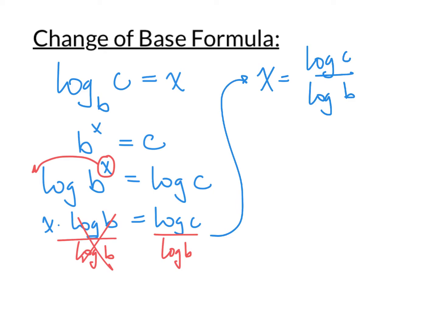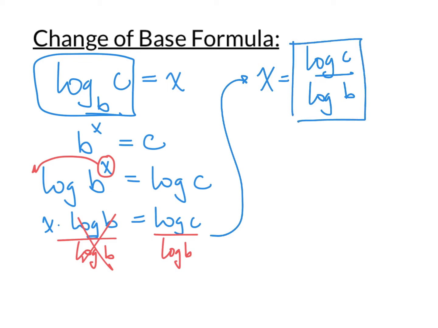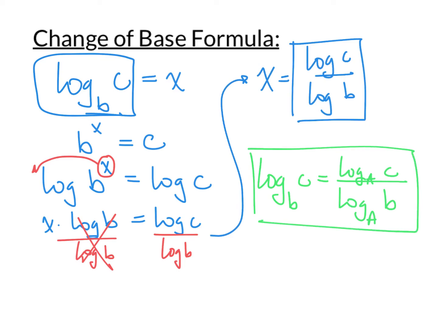So in essence, we just took this log base b of c and turned it into the ratio of two common logs. I mean, we could go even one step further and say that if we started with the log base b of c, we can turn it into this fraction with log of c in the numerator and log of b in the denominator. But we just arbitrarily used the common log. We can go with any base that we want for these two logs as long as they're the same. Then that would be the change of base formula.